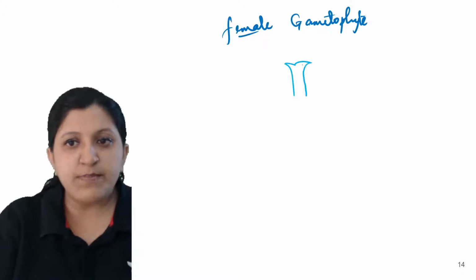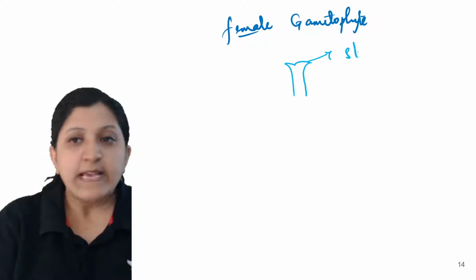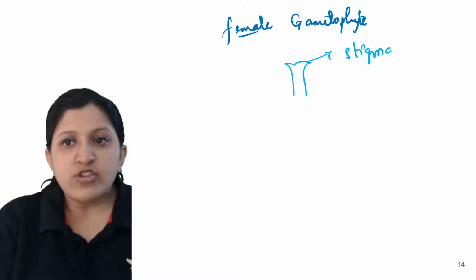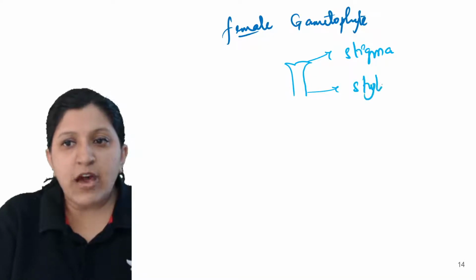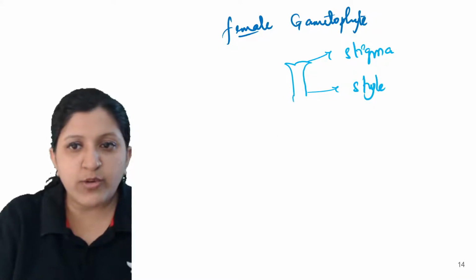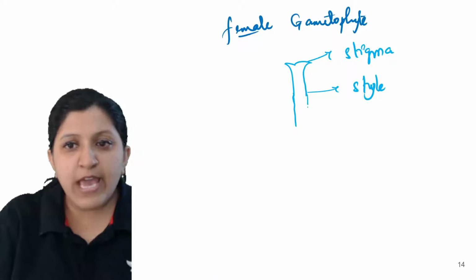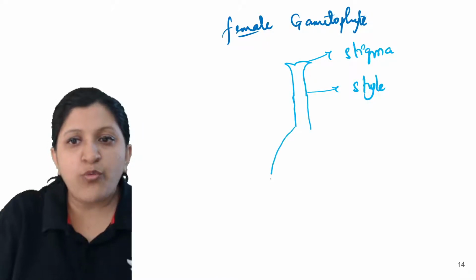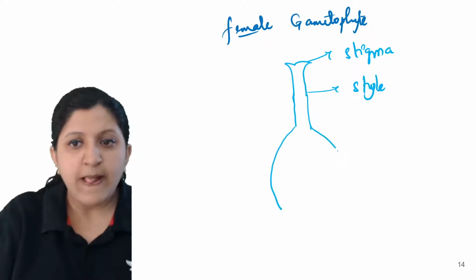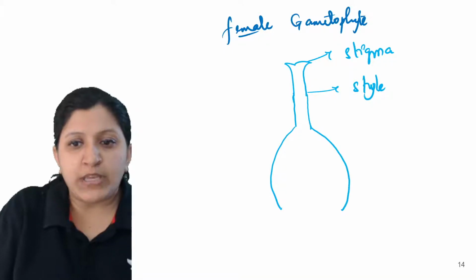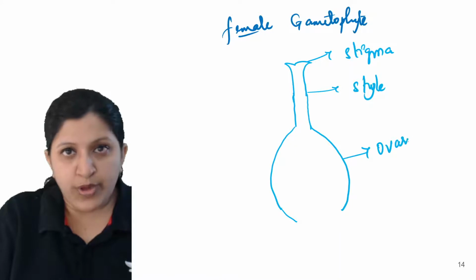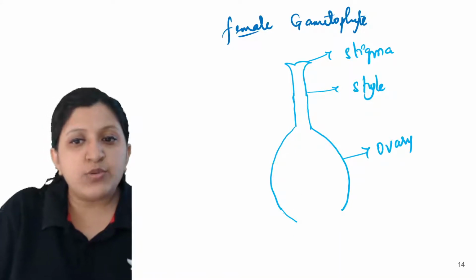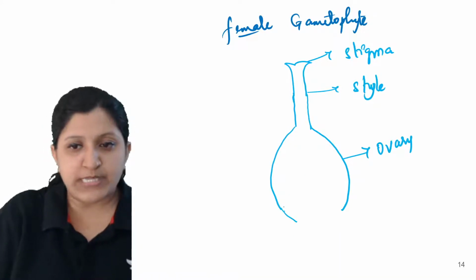So now this part is the stigma. All right, this one is the style. And this one, which is going to extend further, is the ovary. So inside this ovary you will find the ovule. So let's see, the ovule is present here.